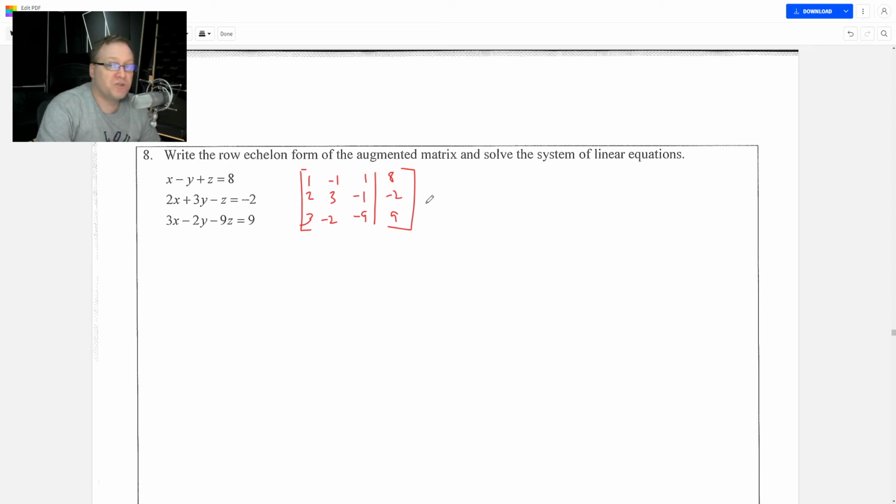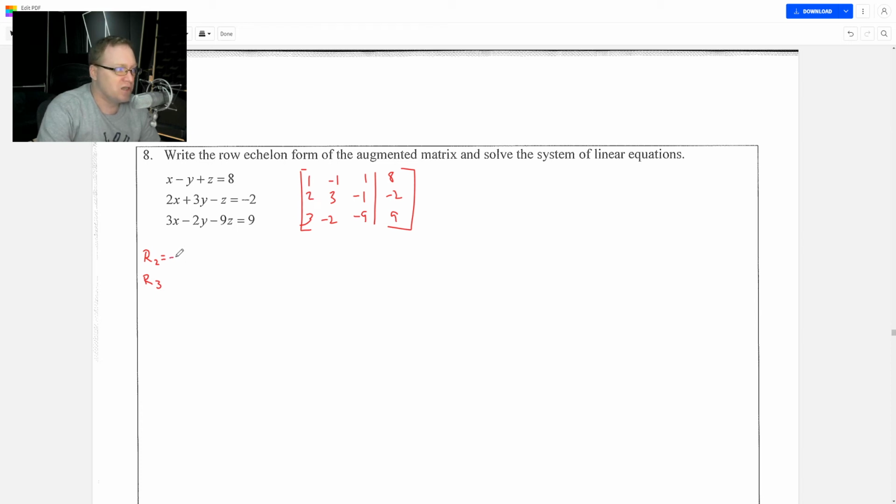All right, in order to do that, we can use row operations. We're going to make a new row 2, and we're going to make a new row 3. How are we going to make our new row 2? Well, since we want this to be 0, we're going to multiply the top row by -2, and then add it to this one, because -2 times 1 is -2, plus 2 is going to give us 0.